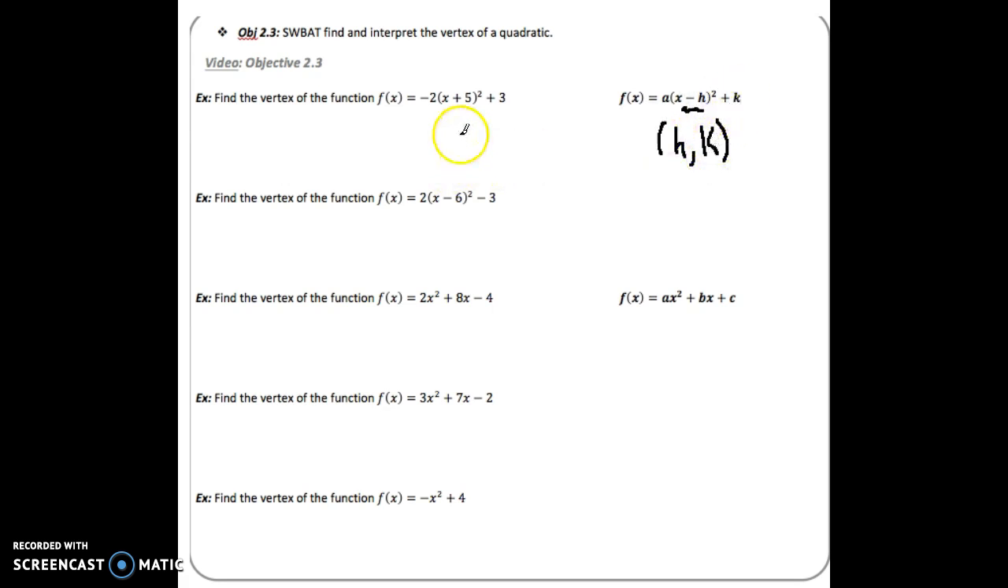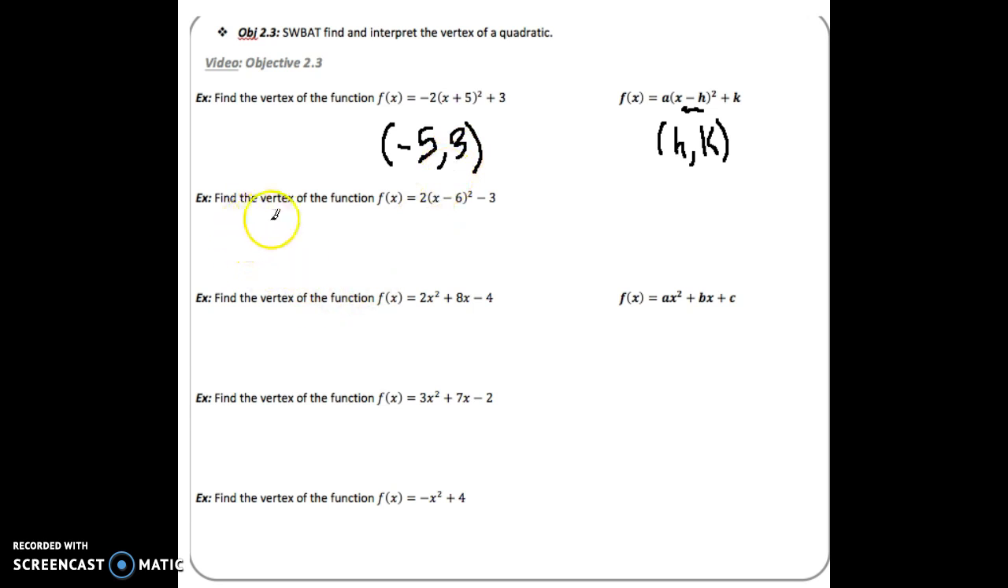So I take a look at this one. If I want to find my vertex, I should note that in here is x plus 5. So the x coordinate of my quadratic is going to be negative 5, and the y coordinate of my vertex is going to be 3. We flip the sign here, we kept the same here. So my vertex of the parabola, if I were to graph this, is going to be negative 5, 3.